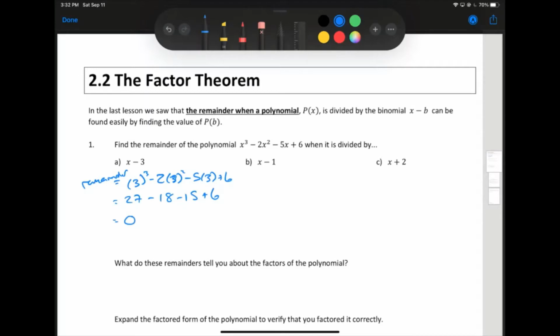Cool. How about this one? I won't bother writing remainder because I don't really have the room, but we want to plug in x equals 1, and that's just going to be 1 cubed minus 2 times 1 squared minus 5 times 1 plus 6. Negative 1, negative 6 plus 6. Hey, that's 0. And the last one, we'll plug in x equals negative 2.